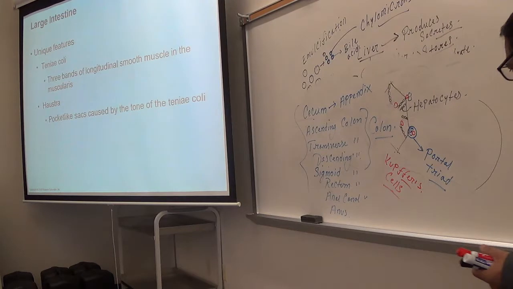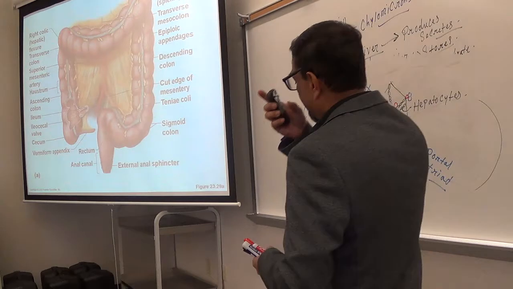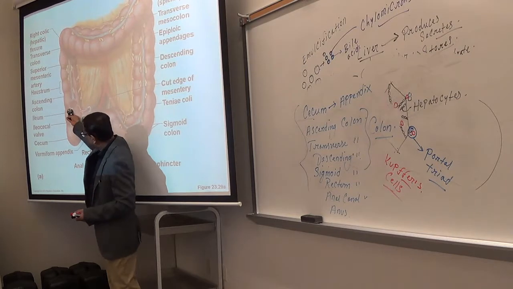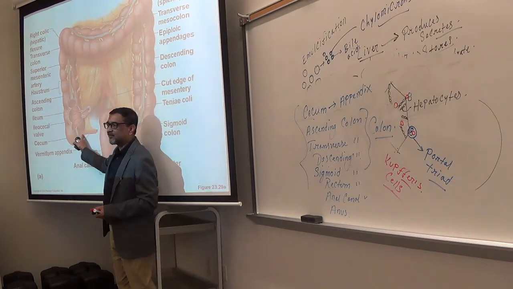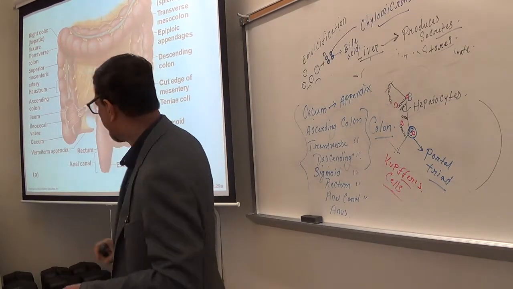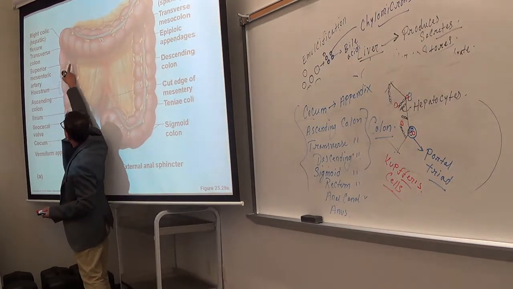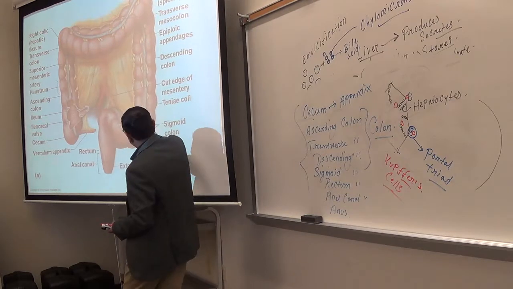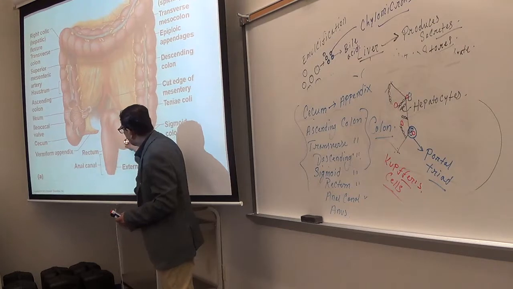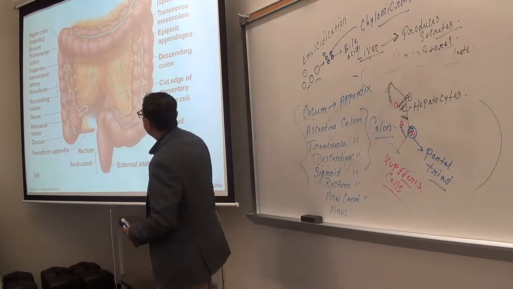So let's see the large intestine here. This is the first part called the cecum, and this is what? Appendix. See, a tiny finger-like structure attached to the cecum. And this is the ascending colon, transverse colon, descending colon. Makes sense? And then sigmoid, S shape. And then rectum, anal canal, anus.